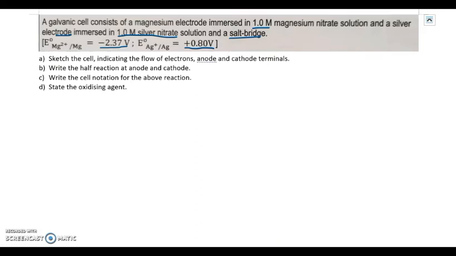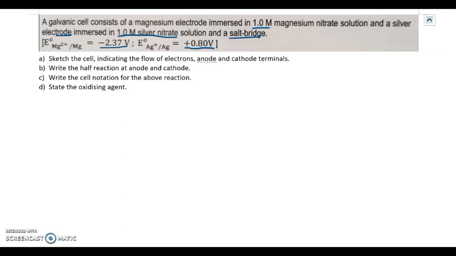A galvanic cell consists of magnesium electrode immersed in 1 molar magnesium nitrate solution and a silver electrode immersed in 1 molar silver nitrate solution and a salt bridge. Given the standard reduction potential for magnesium is negative 2.37 volt and the standard reduction potential for silver is positive 0.8 volt. Okay, A. Sketch the cell indicating the flow of electrons, anode and cathode terminals.